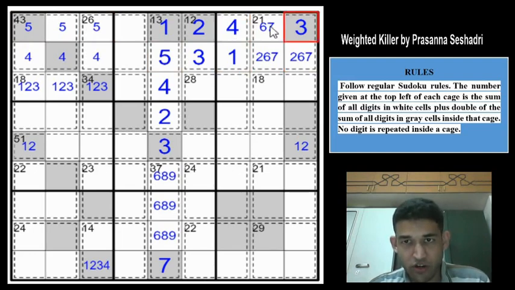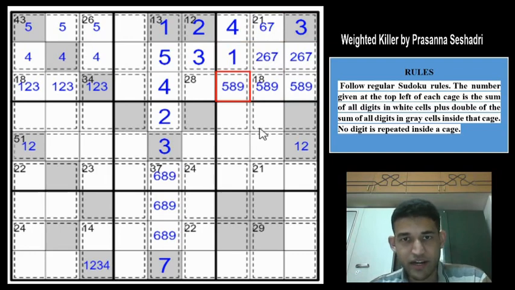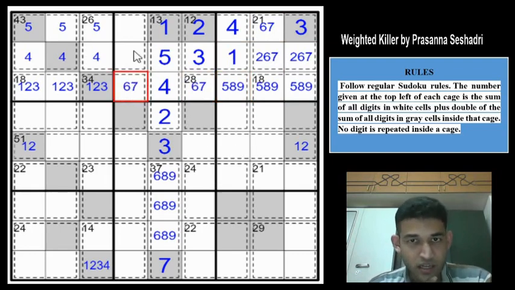So 1, 3, 4, 2, 6 and 7. So these must be 5, 8 and 9, right? And these 2 cells must be 6, 7 for row 3. And these 2 cells must be 8, 9 for column 4. The only possible digits left in box 2.